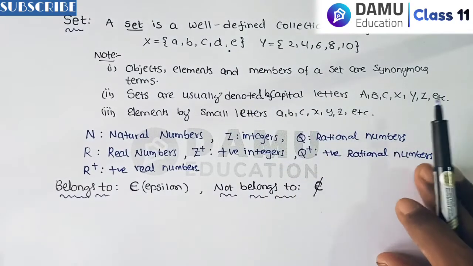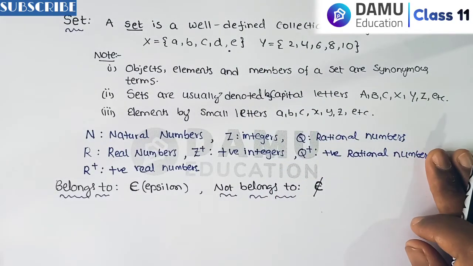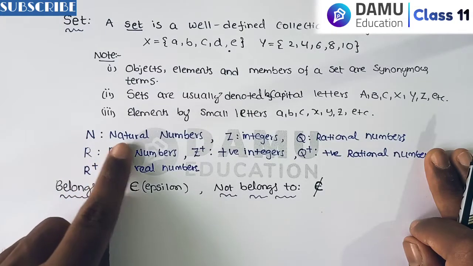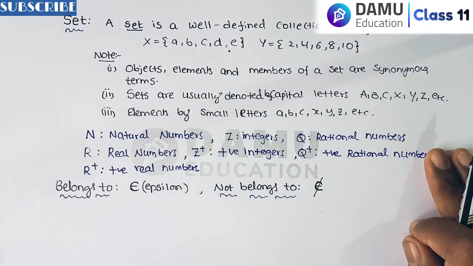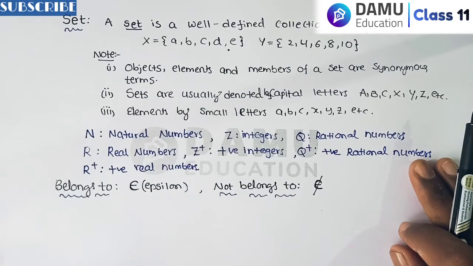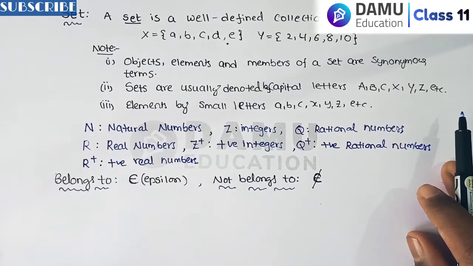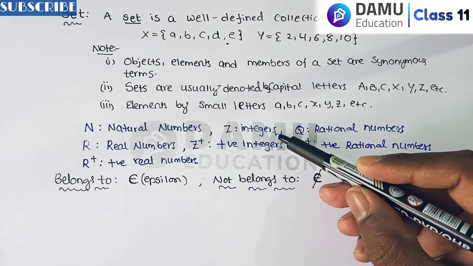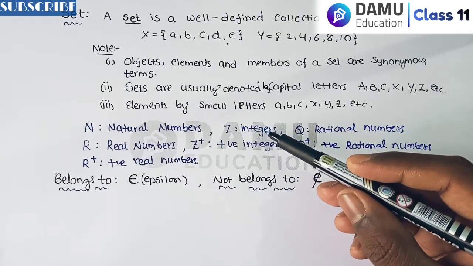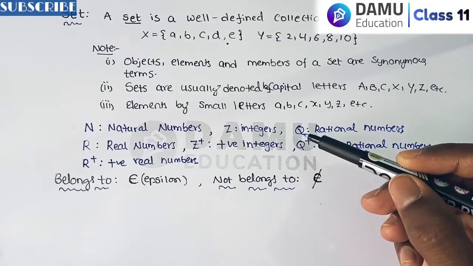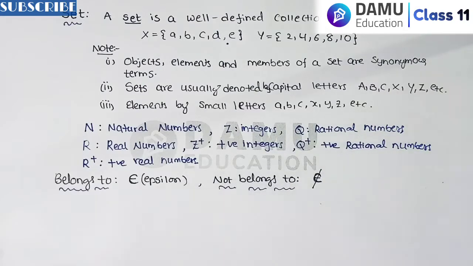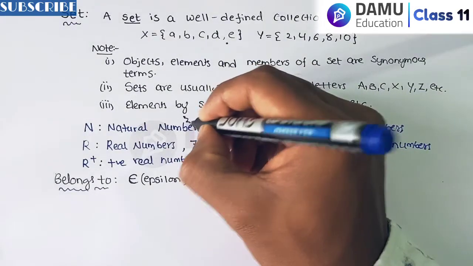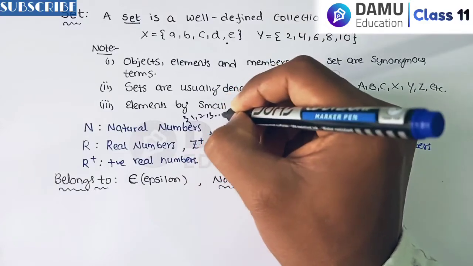So here we will use these types of sets. Capital N denotes natural numbers. Natural numbers are a set, written as 1, 2, 3, 4, 5 and so on. Integers are, for example, minus 2, 0 and plus 1. So let's write the natural numbers set: 1, 2, 3, 4 and so on.